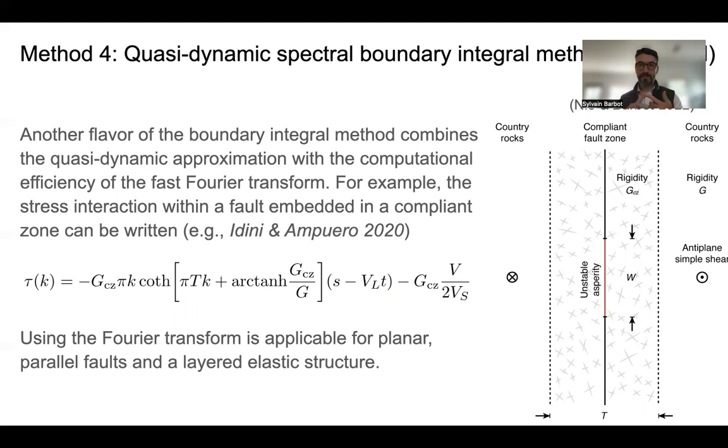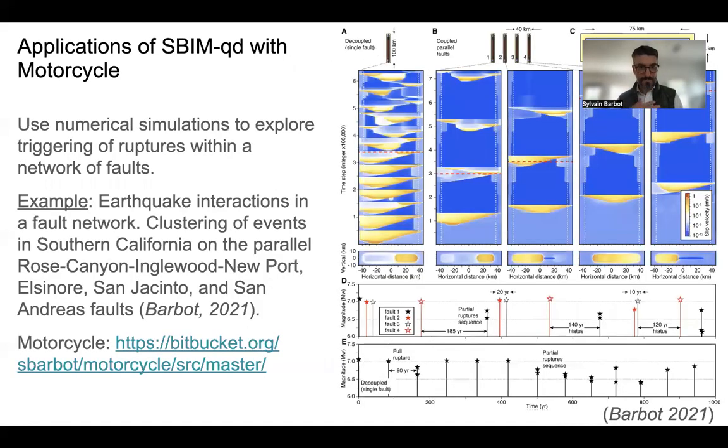So using the Fourier transform, the fast Fourier transform, we can attain these solutions quite efficiently. So an application of this spectral boundary integral method with the quasi-dynamic approximation is the exploration of stress interactions between neighboring faults that are parallel to each other. So they are meant to represent the network of faults in Southern California.